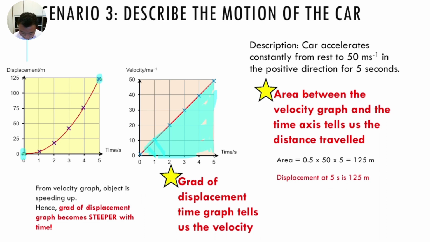That is the reason why the graph should curve in this way, where at the start, if you look at the gradient of this point that I'm highlighting, the gradient is fairly gentle, but as time passes towards the end of the motion, looking at the part that I'm highlighting now, the gradient becomes steeper and steeper, indicating that the car is speeding up.